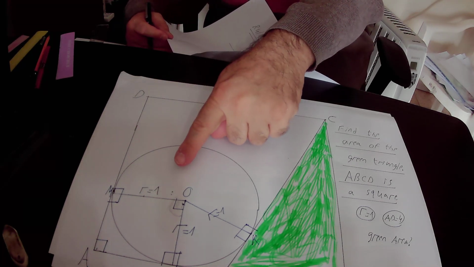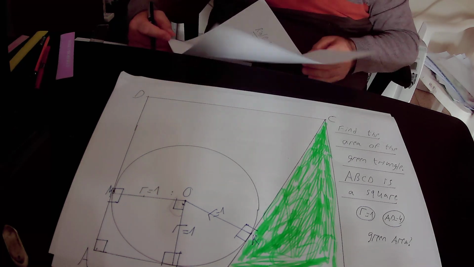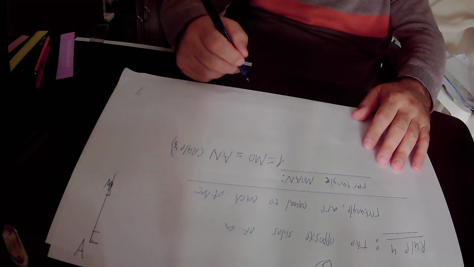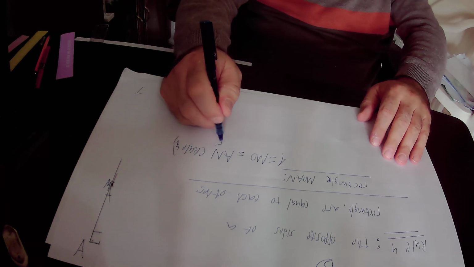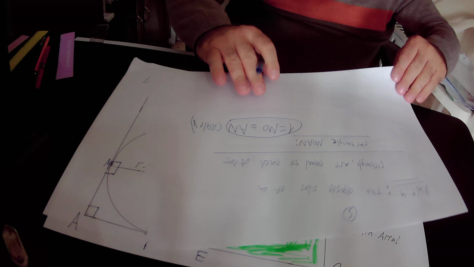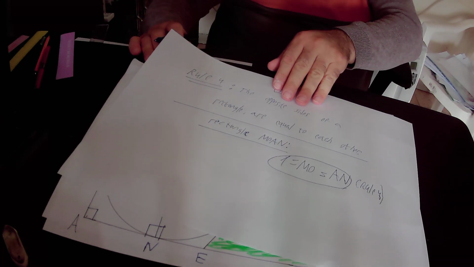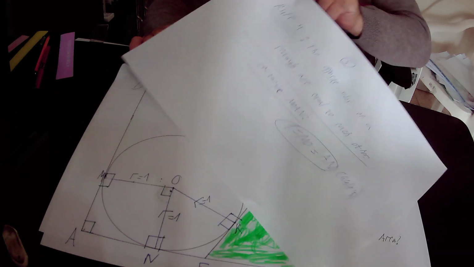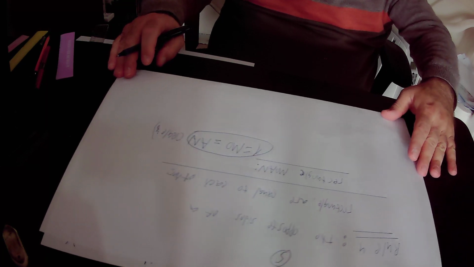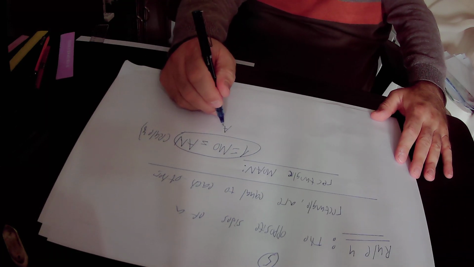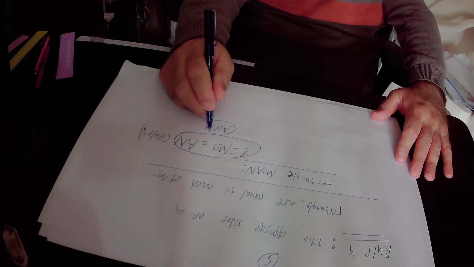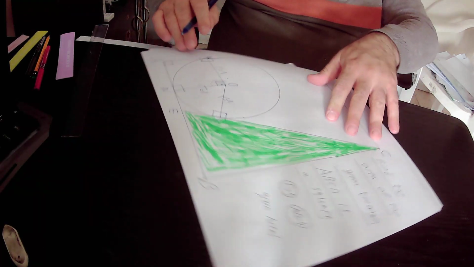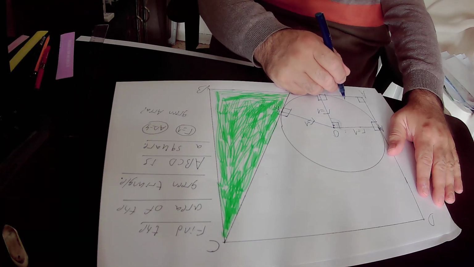But it is given in the question that MO equals one unit. So we can write here that MO equals one unit. From this equality, we will conclude that AN also equals one unit. So we can write here that AN also equals one unit.